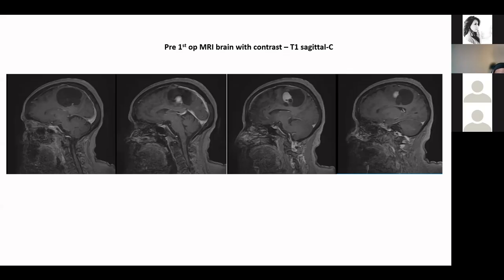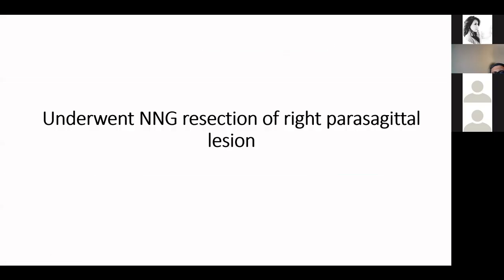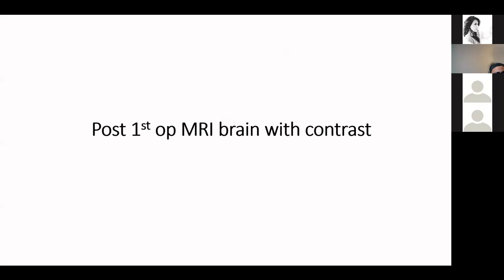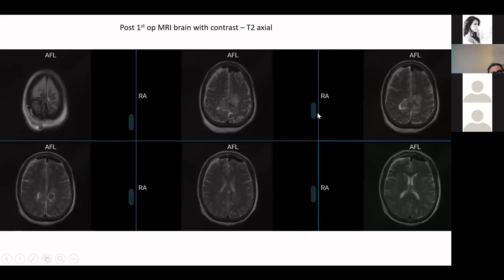So this was her initial pre-op MRI. After that, she underwent image-guided resection of the right parasagittal lesion. Her first post-op MRI brain was done with contrast. So this is her post-op MRI. Can the radiologist please comment on this scan?